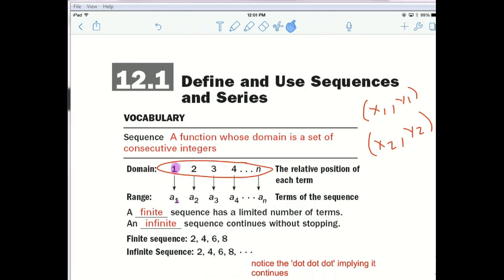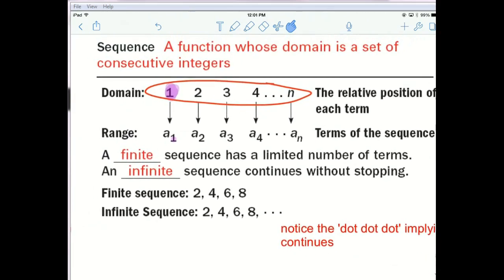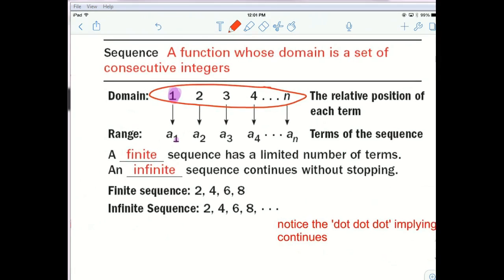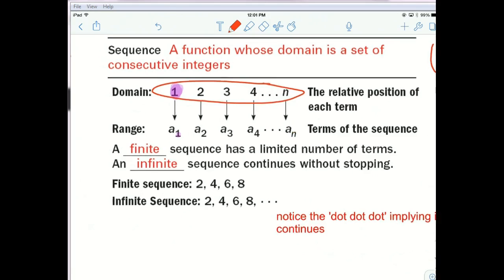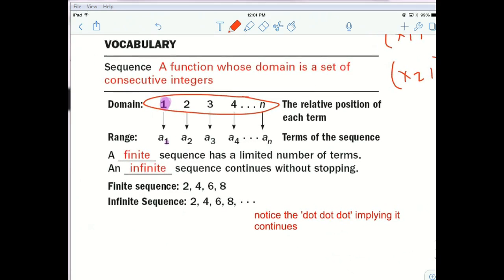There are two types of sequences that we will study. There's a finite sequence, which has a limited number of terms, a countable number of terms, and then infinite continues forever. And the main way that you'll see those denoted is with the dot, dot, dot. If it's a finite sequence, it will just stop. It will end. There's nothing that continues. An infinite sequence can look very similar, but will have that dot, dot, dot at the end, implying that it continues in the same pattern forever. That's what that dot, dot, dot represents.